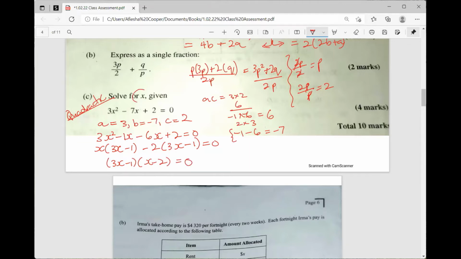They told me to solve for x, so I can't stop here. I have to separate them now. 3x minus 1 is equal to 0. x minus 2 is equal to 0. So x will end up as a third and x will end up as 2. So these are my values for x. x is equal to a third or x is equal to 2. Any questions? 0.33. That's fine. Yeah. Any other questions?